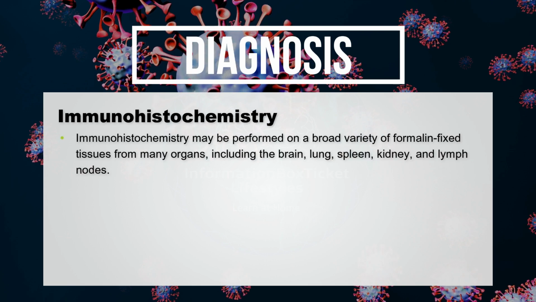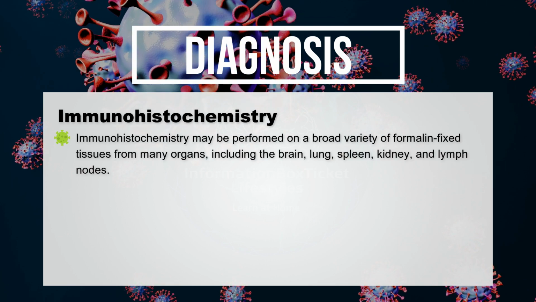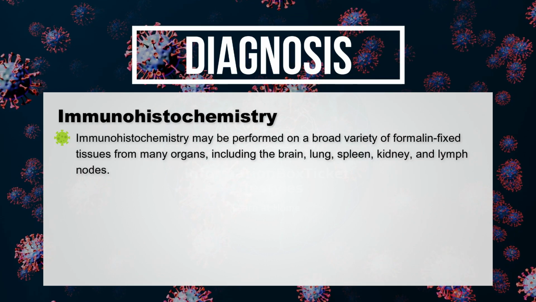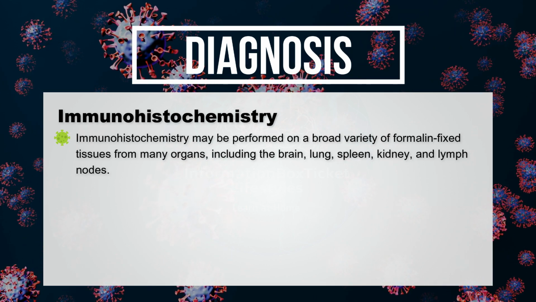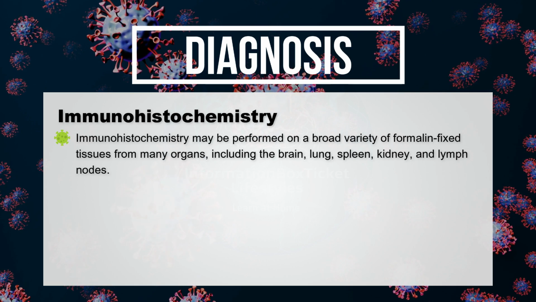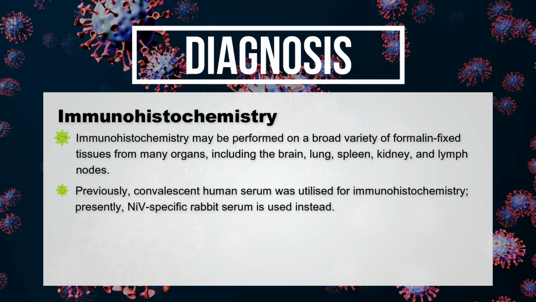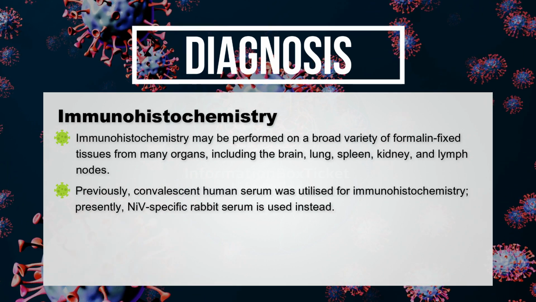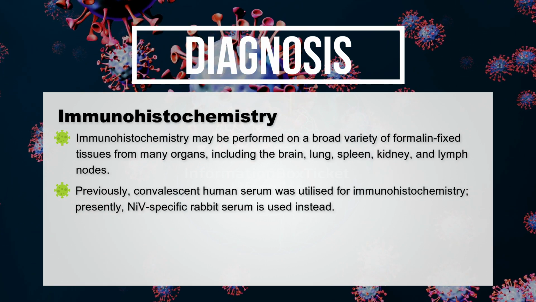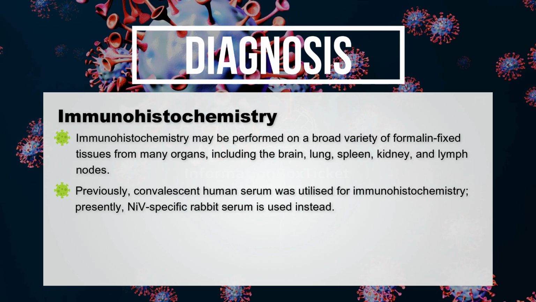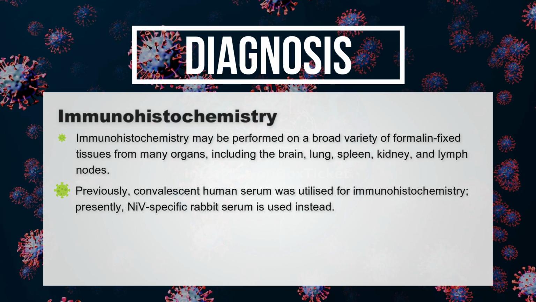Immunohistochemistry. Immunohistochemistry may be performed on a broad variety of formalin-fixed tissues from many organs, including the brain, lung, spleen, kidney, and lymph nodes. Previously, convalescent human serum was utilized for immunohistochemistry. Presently, Nipah virus-specific rabbit serum is used instead.